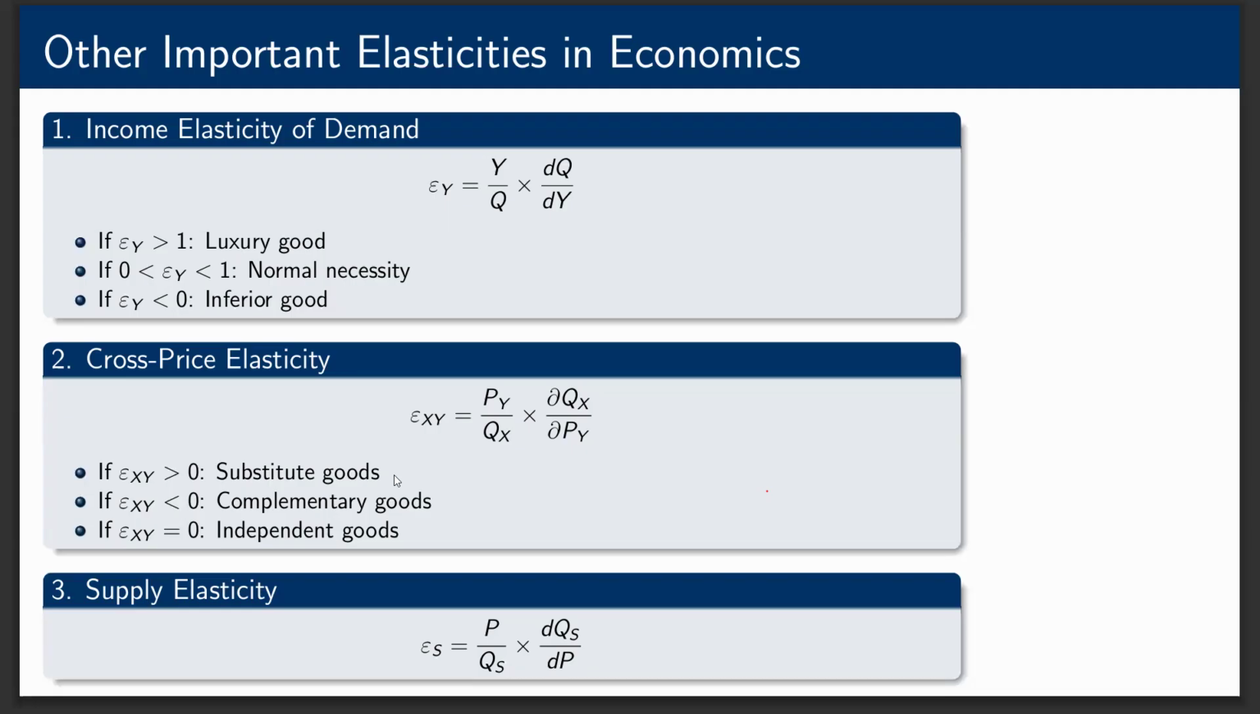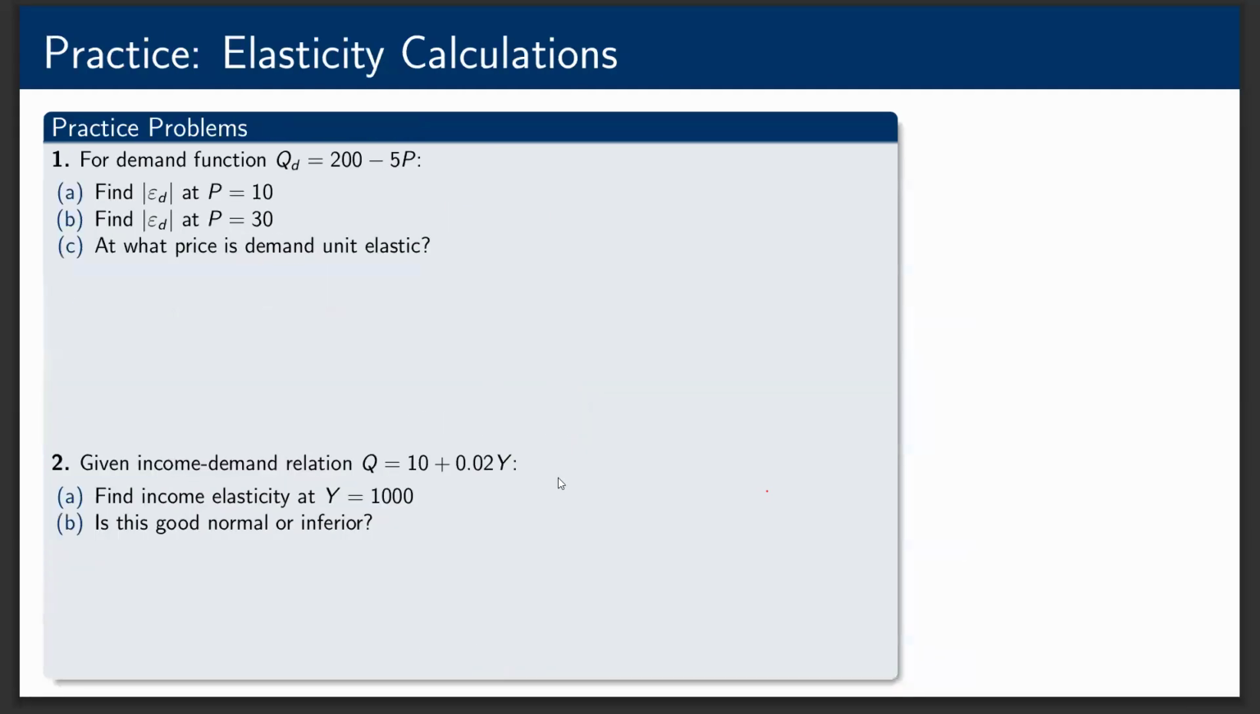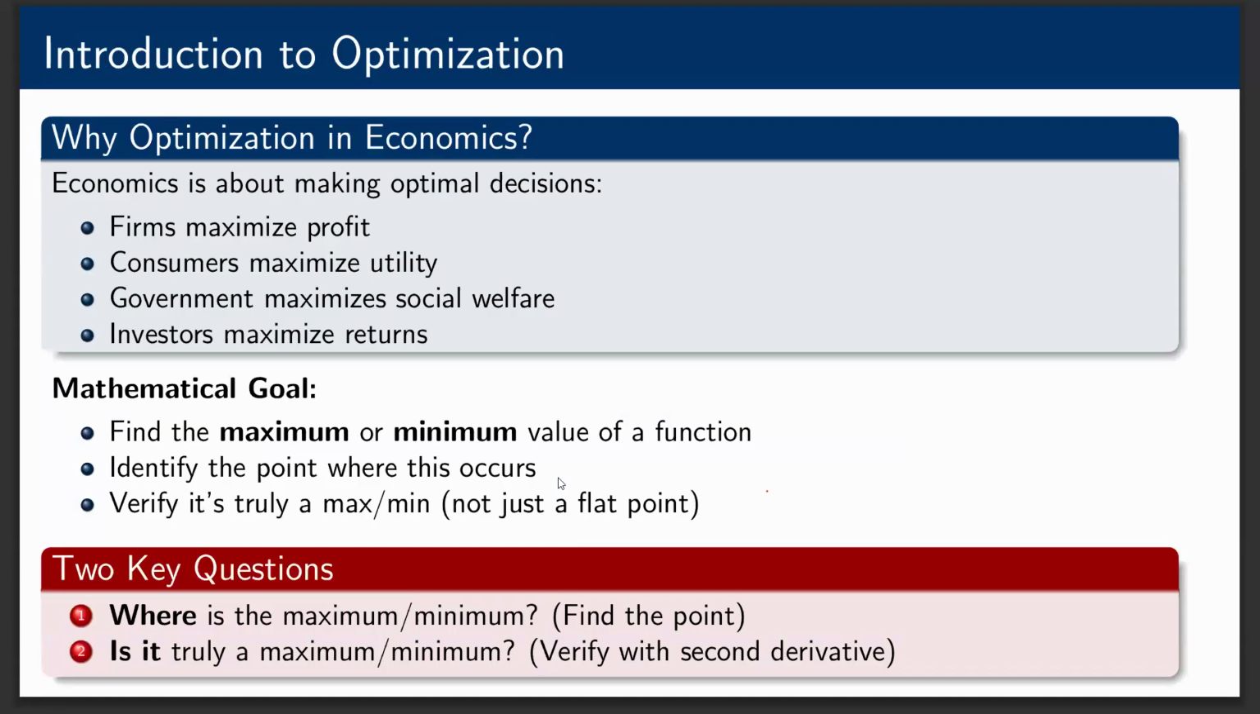If elasticity equals 0, take the example of two independent goods: one is a pen, another is a cycle. If the price of the pen changes, either increases or decreases, there will be no change in the demand for the cycle. The change is equal to 0. Therefore, they are independent goods. Okay, go to the next slide. You have to calculate elasticity. I'm skipping this part; you can calculate it using just the first order derivative and nothing else.